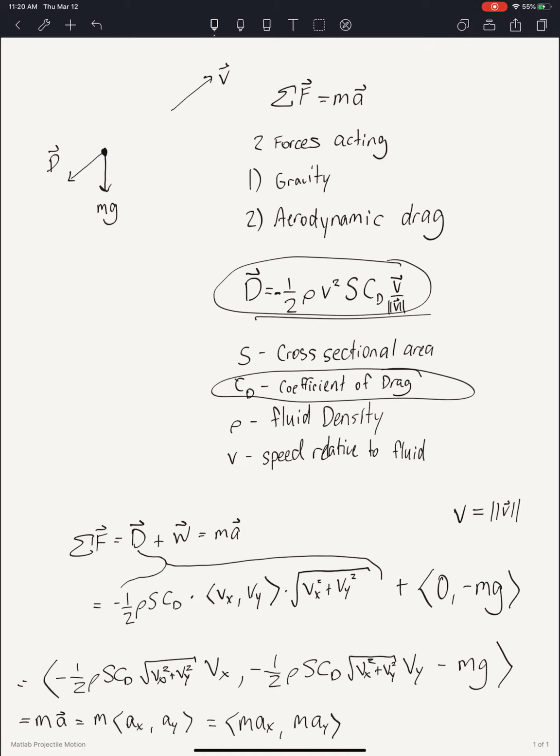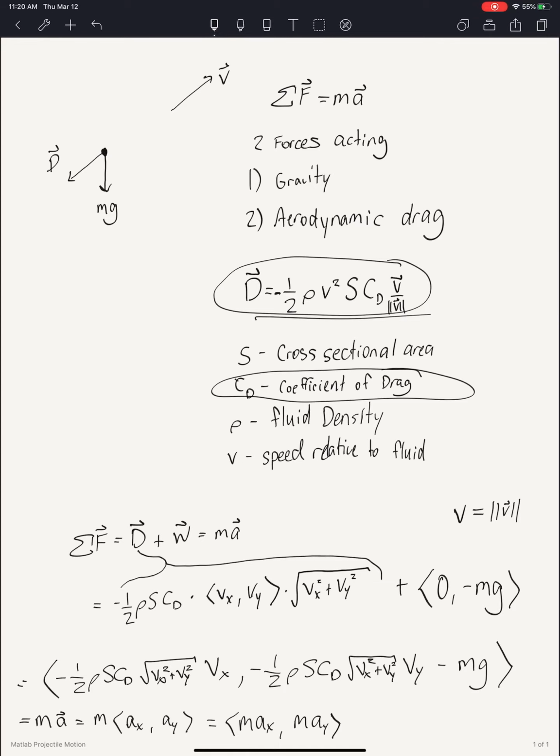Cool. This is me writing Newton's second law in component form for an object flying through the air with an aerodynamic drag force and the weight force. The only difference between this and projectile motion is that for projectile motion, both this term and this term are not there. They are 0, and you just have an acceleration of g downward. But here we have all this other stuff too.